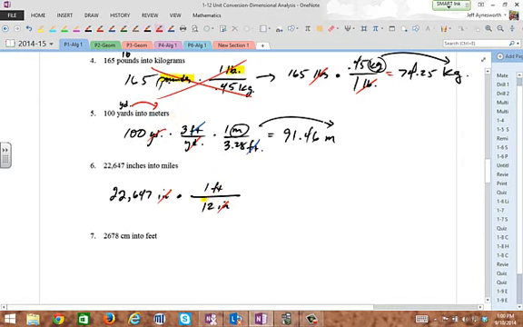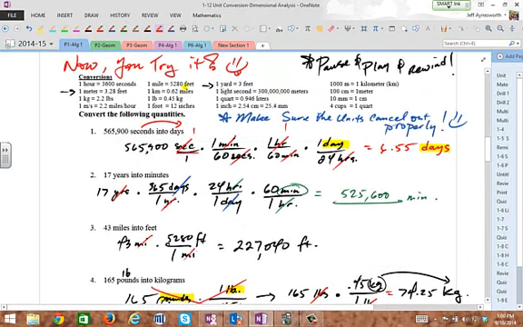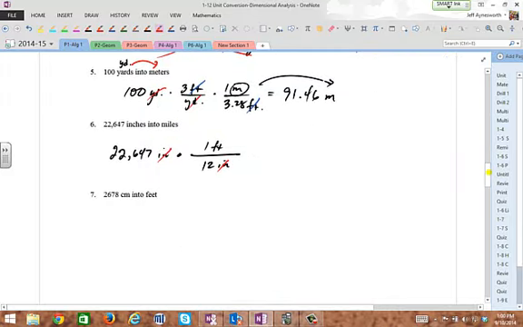I end up with feet, but I need to know how many feet per mile. So if you forgot that, no big deal. It's right here, 5,280 feet per 1 mile. I have those things memorized, and hopefully a few of you guys do too. So for 1 mile, there's 5,280 feet. Cancel out the units again. Feet cancels out with these feet, and leaves you with some answer in miles.